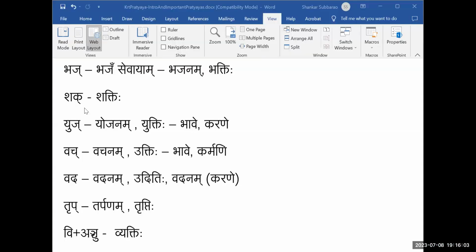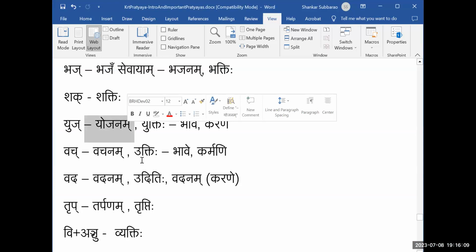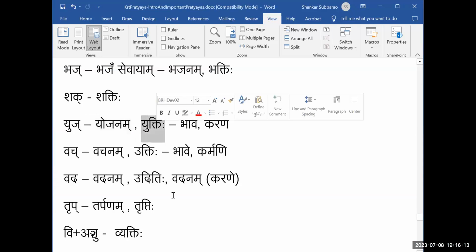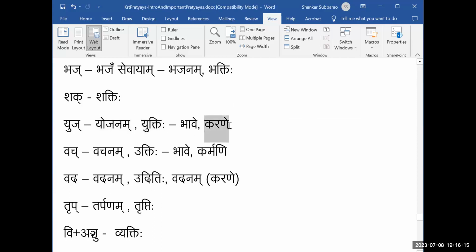All right. Yuj. Yuj becomes yojanam, connecting. Yuktihi. Both possibilities, and karane also it's there. What does it mean then? Yuktihi. That by which something is accomplished, connected. A trick, an upaya, is called yuktihi. Okay.